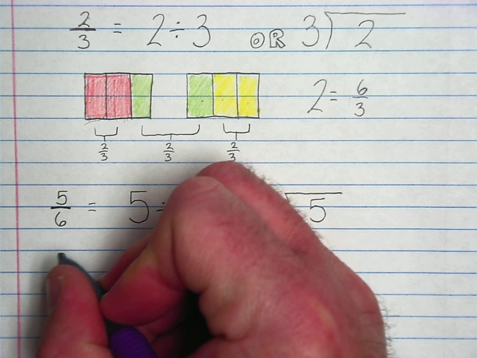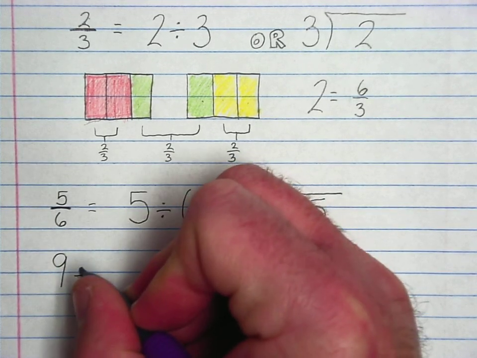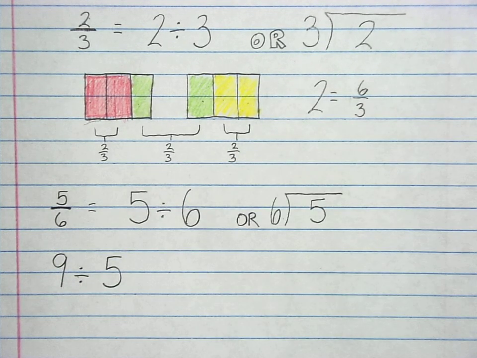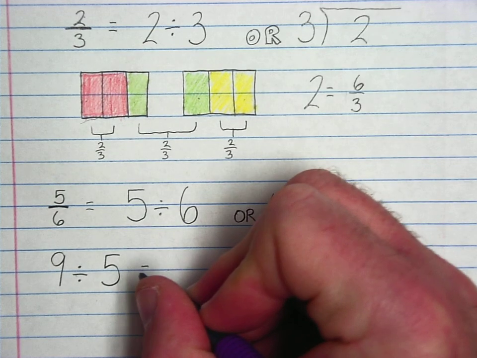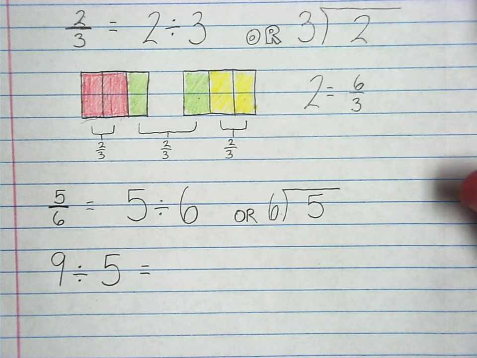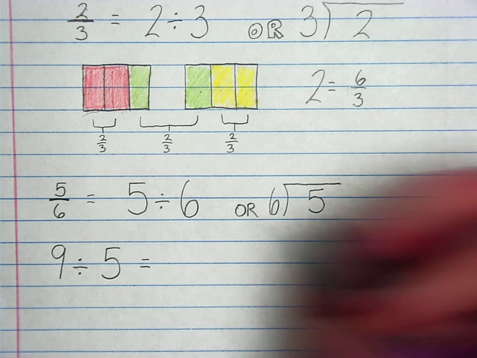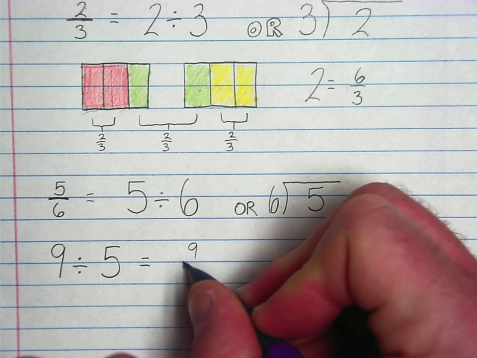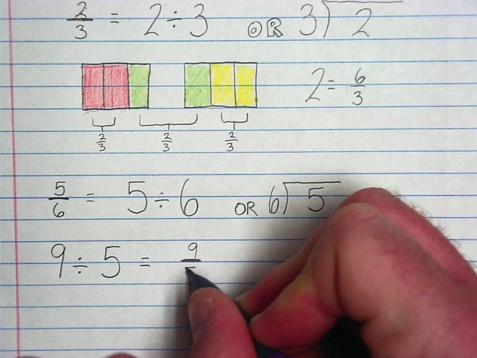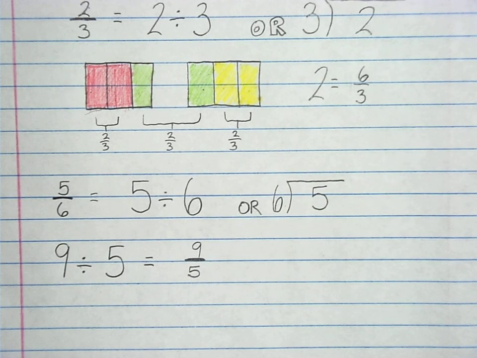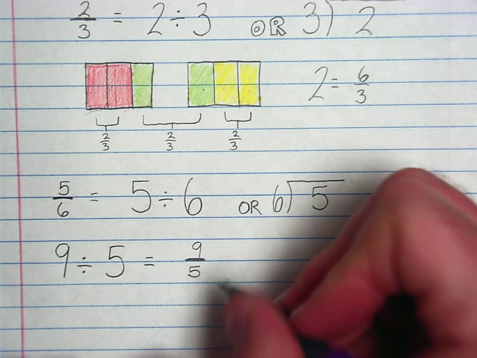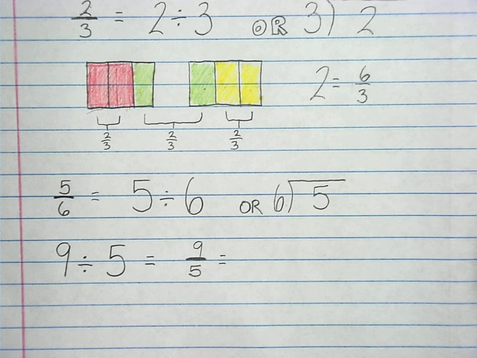Can you go the other way? 9 divided by 5 equals, okay, give yourself a second, go ahead and write that fraction. Hopefully most of you recognized top is divided by bottom. Now this one is a little different because this is an improper fraction. This one we can change to a mixed number, so I'll go ahead and do that.